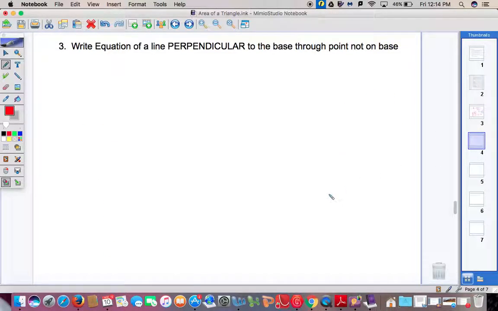The next step says write an equation of a line perpendicular to the base through the one point not on the base. Okay, so the equation of my line of the base was y equals negative 7 halves x plus 25. And I want a line that's perpendicular to this. So you need to recall that if you have perpendicular lines, your slopes are opposite reciprocals.